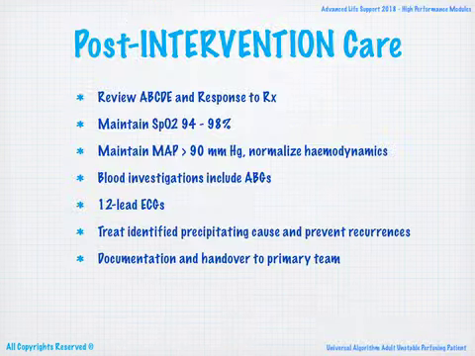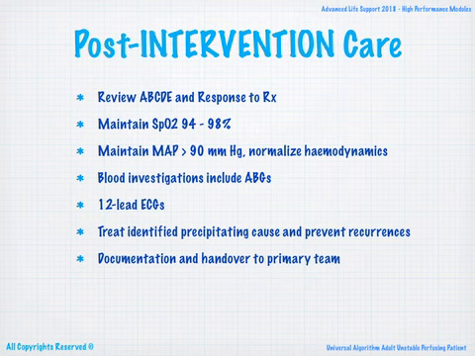Post-intervention care is important to maintain a few markers. Primarily, the SpO2 must be maintained at 94 to 98%. We must maintain the MAP more than 90 mm mercury to normalize hemodynamics. This is a time for blood investigation to identify further reversible causes, including the ABG. It's a good time to get a 12-lead ECG and to identify precipitating causes and prevent recurrences. After this, documentation and handover to the primary team is essential.